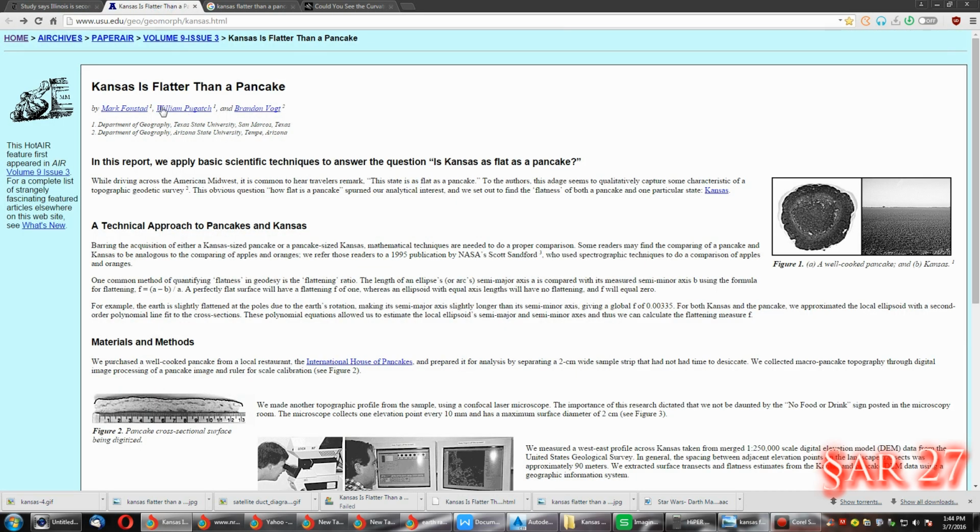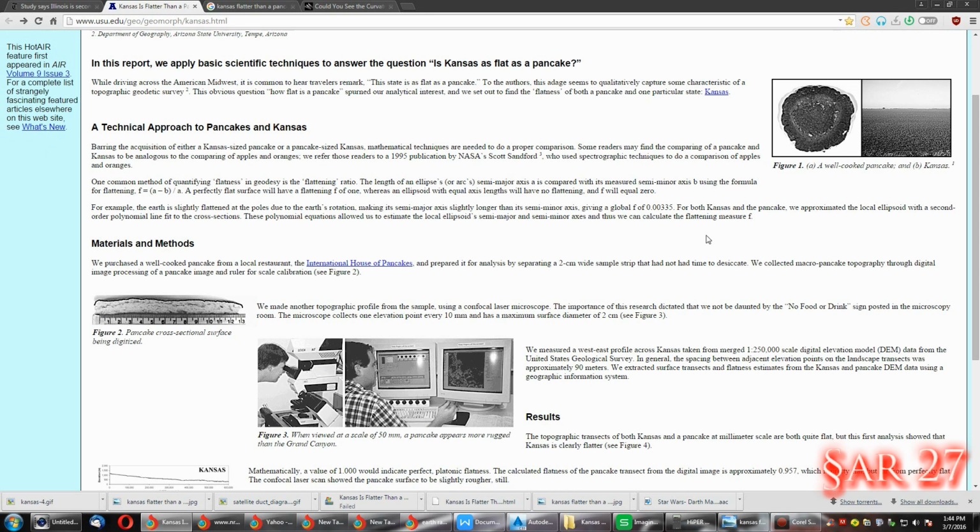Kansas is flatter than a pancake. This is a study at usu.edu, GeoGeomorph Kansas HTML. Now, what they did here is they did the same thing. They measured it out and they got all the information, and what they did was also the materials and methods. They actually went and purchased a well-cooked pancake from a local restaurant, the International House of Pancakes. I don't know if any of you have heard of that place, but they do make some pretty darn good pancakes. And what they did was they did a lot of measuring.